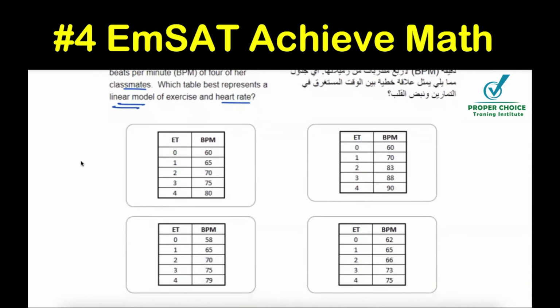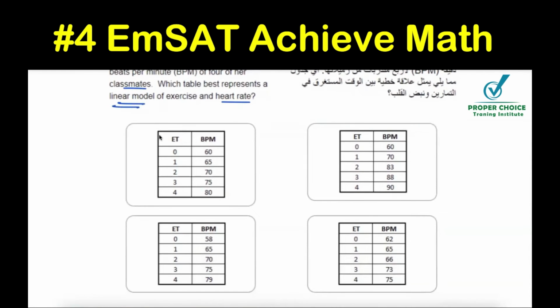If you observe the four tables given, the answer choice is the first one. Why am I saying so? Because if you look here, the data is increasing by a fixed value. First 60, then 65, 65 to 70, 70 to 75, then 80. Every time the numbers are increasing by plus 5. But if you look at the others, they are not increasing with a fixed value. Those are non-linear. So the linear model is option A. So we should select this as the right answer to this question.